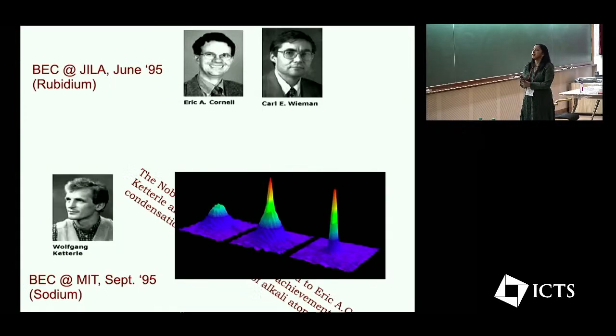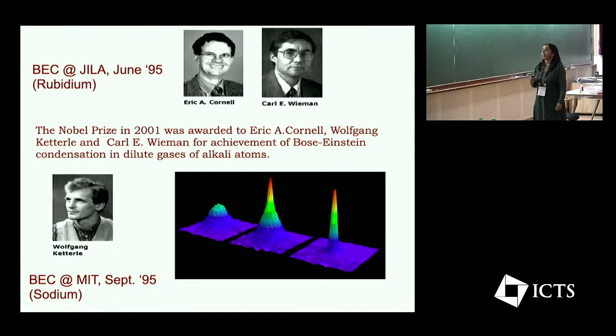Okay. So the Nobel Prize in 2001 was awarded to Eric Cornell, Wolfgang Ketterle, and Carl Wieman for the realization of Bose-Einstein condensate in dilute gases of alkali atoms.